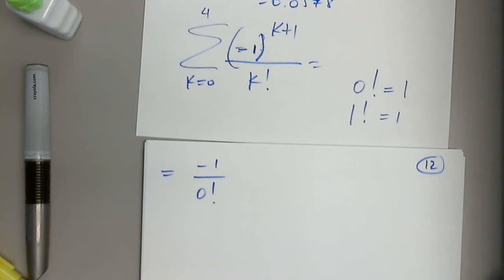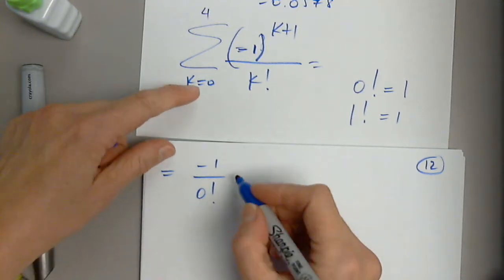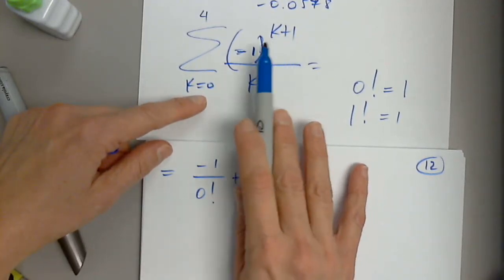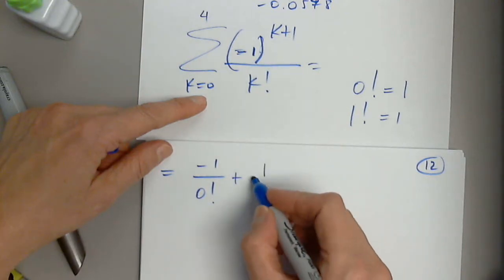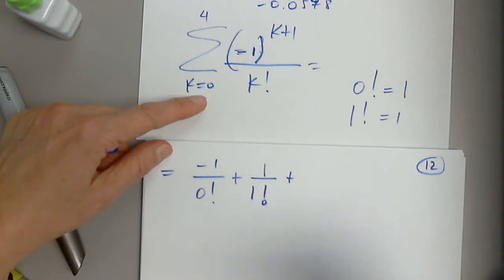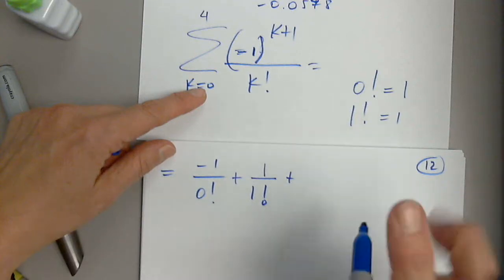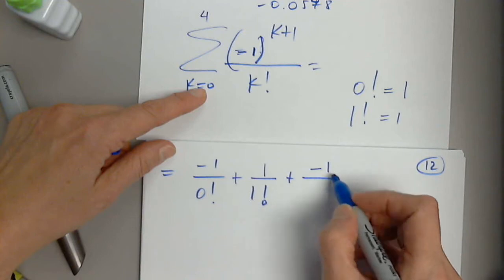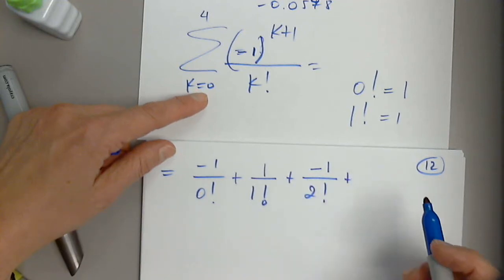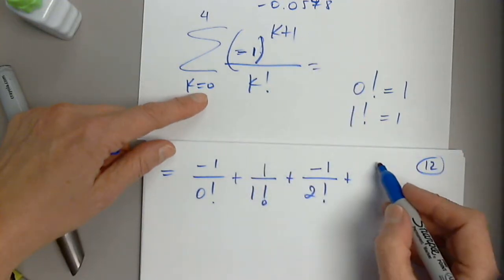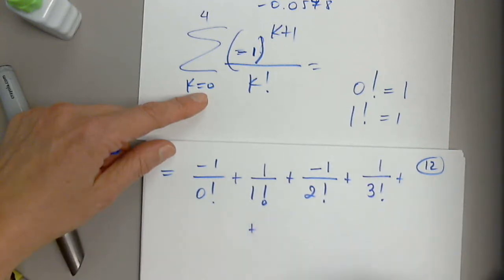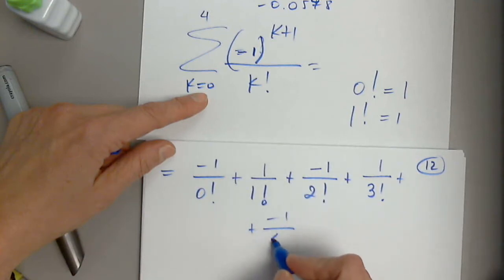I just wanted to write it for everyone to see. Plus, now when k is 1, 1 plus 1, negative 1 to the second power, 1 over 1 factorial, plus. When k is 2, 2 plus 1, negative 1 to the third, over 2 factorial, plus. When k is 3, 3 plus 1, so 4, negative 1 to the fourth, over 3 factorial, and the last one, plus negative 1 over 4 factorial.